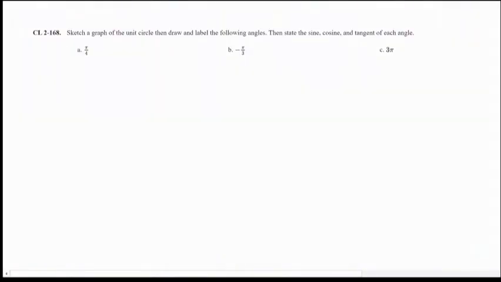Here we're asked to sketch a graph of the unit circle, then draw and label the following angles. Then state the sine, cosine, and tangent of each angle. So first one here is pi over 4, our unit circle here with a radius of 1. Pi over 4, if this is 0 and this is pi, then 1/4 of the way would be right here, which we would call pi over 4.